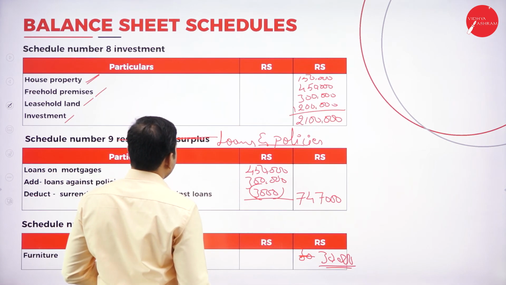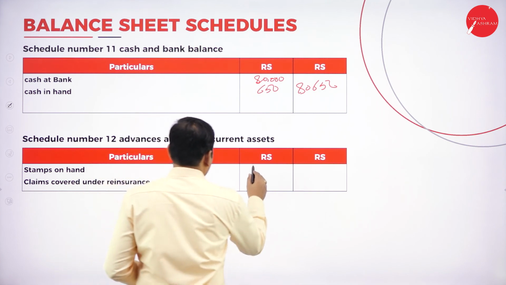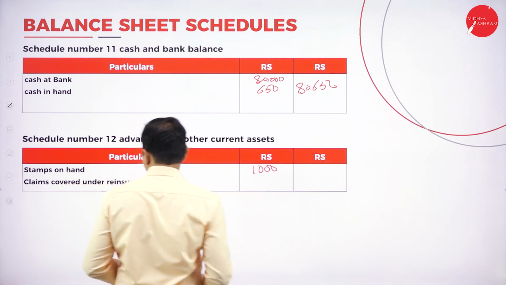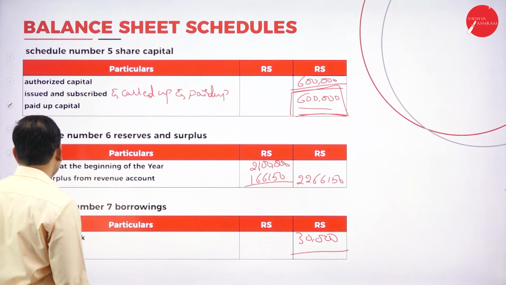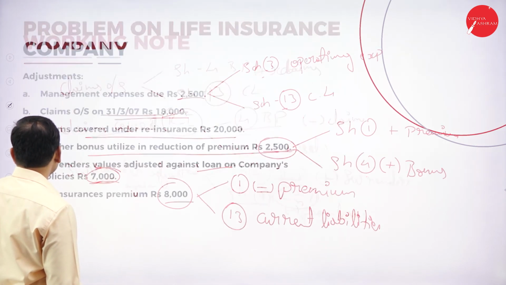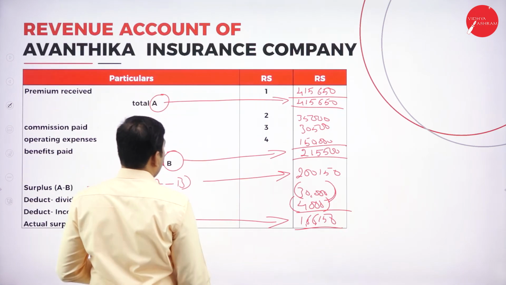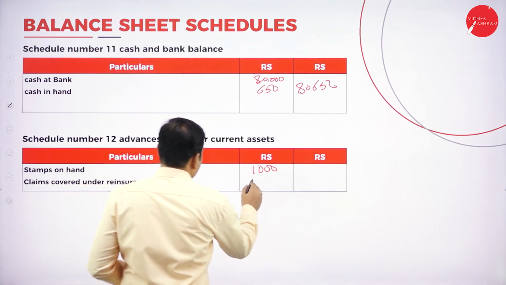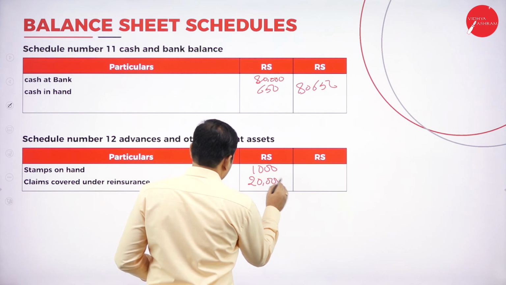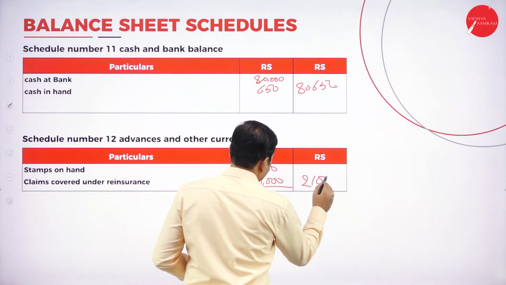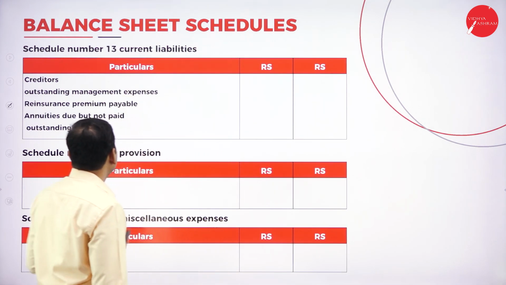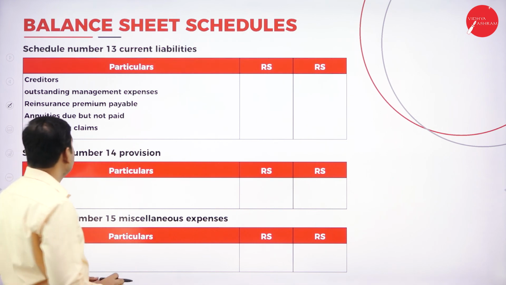So stamps we are having is 1,000. Again, coming to the adjustment, claims covered under reinsurance. What is the claims covered under reinsurance? It is 20,000. Add it here, 20,000. Total it is 21,000. Now coming to schedule number 13, current liabilities.